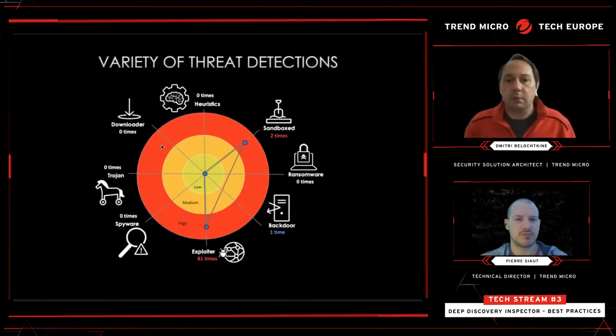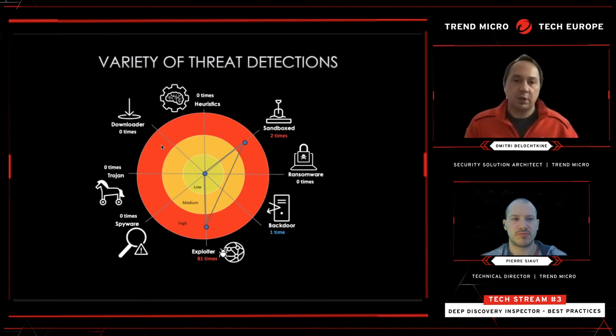Because of this very rich set of detection engines, we can also detect a variety of threats. It could be known malware, and we can classify it as ransomware, a backdoor, a Trojan, spyware, an exploiter, a downloader, and so on.